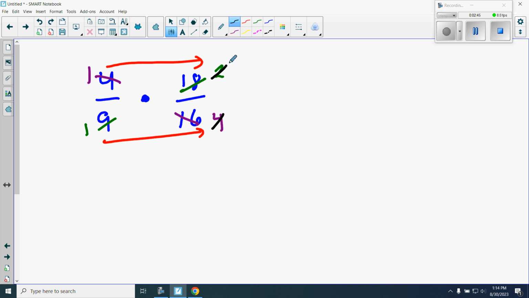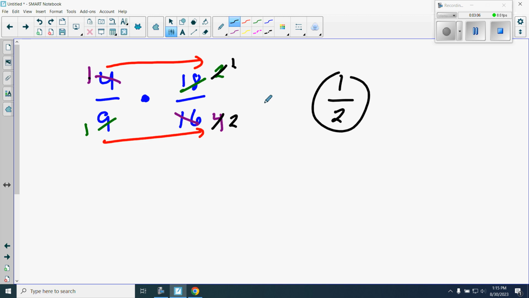I can take a 2 out of here, I get 1. I can take a 2 out of the 4, and I get 2. So now I'm taking a 1 times a 1, which gets me 1. I take a 1 times a 2, which is 2, so the answer is 1/2. So I really don't have to know what 4 times 18 is, or 9 times 16, and then try to reduce that. I can reduce within the problem.